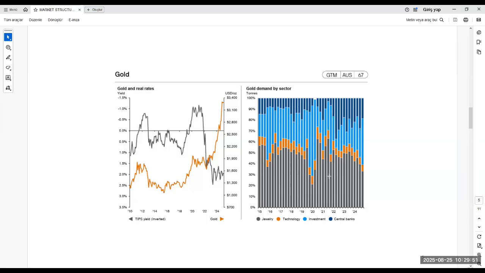But other than the central banks, we have gold demand by different sectors. As you see, this dark blue is central banks. Please look at these bars. This dark blue is the central banks' demand for gold. And the light blue is investment. Lots of people invest in gold. As I said, it is like money. You can put it under the pillow, or even in your account at the bank. This is an alternative investment for you.